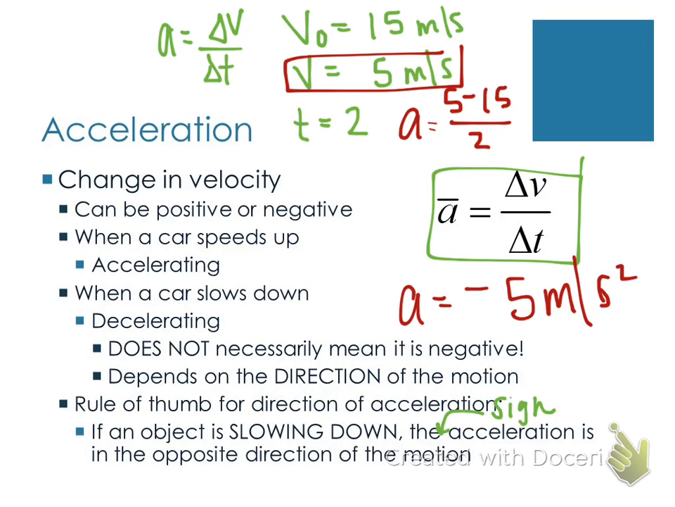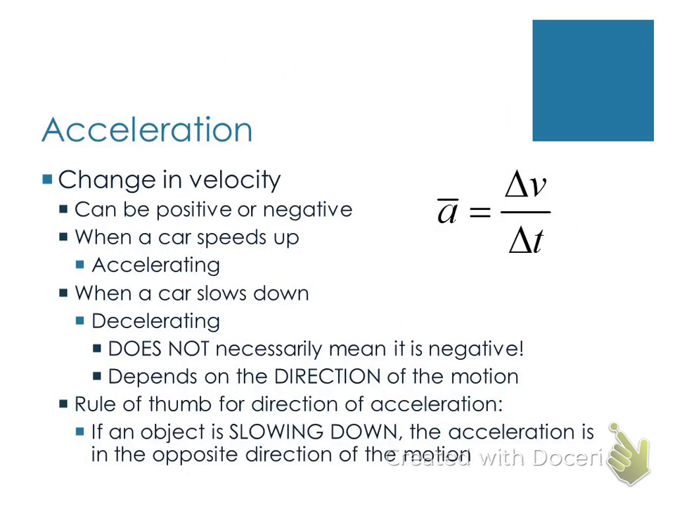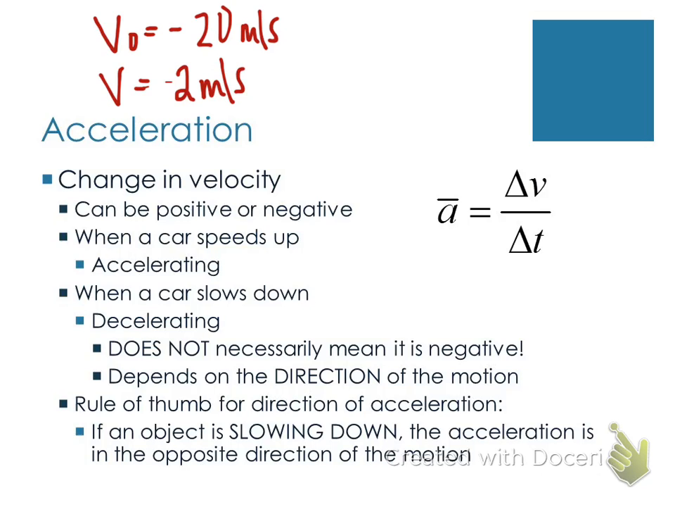Okay, so let's look at another example here for our rule of thumb. This time moving in the negative direction and slowing down. If my initial velocity is -20 meters per second, and my final velocity is -2 meters per second, can we see that I'm slowing down here?